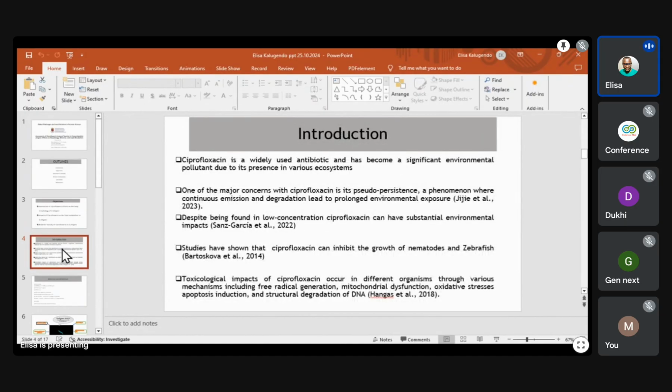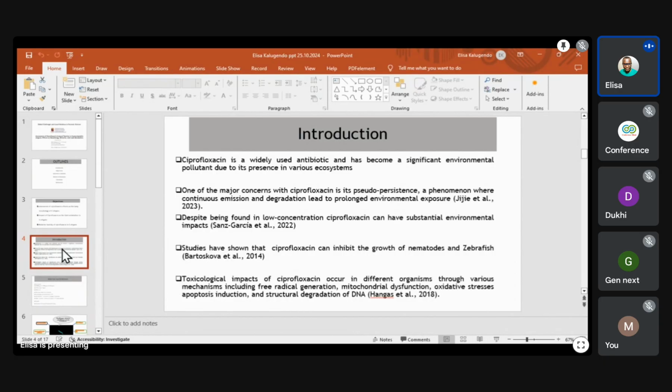Introduction. Ciprofloxacin is a fluoroquinolone antibiotic which is prescribed for the treatment of various bacterial infections. And one of its major concerns is pseudopersistence. Pseudopersistence is the phenomenon where there is continuous emission and degradation. Once it gets into the environment, its emission is just continuous. So you find it stays a long time in the environment without being degraded. This has been a problem of concern with many antibiotics, one of them being ciprofloxacin.